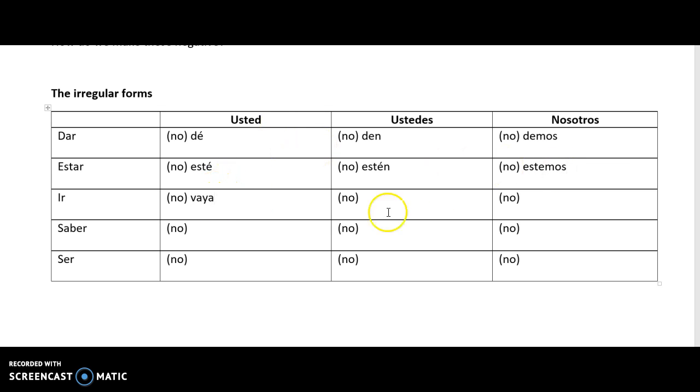Ir will be vaya, ustedes would be vayan, and nosotros vayamos. For saber, it would be sepa, sepan for ustedes, sepamos for nosotros. For ser, usted sea, ustedes sean, and nosotros seamos.